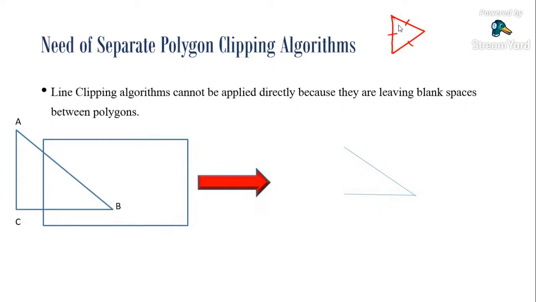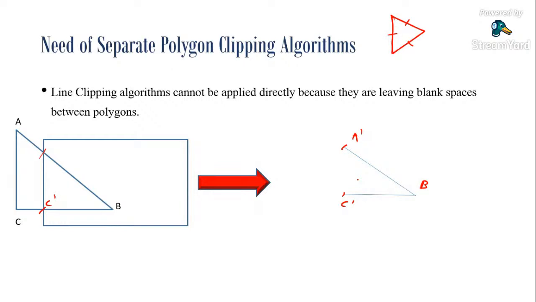The issue is, if you apply a line clipping algorithm to polygon clipping, suppose A to B, what will be the output? You will get this output as A dash, B. Now for BC, you will get this B, C dash as output. And AC is outside, so you will discard it. Means if you apply a line clipping algorithm, you will get the output A dash, B, C dash.